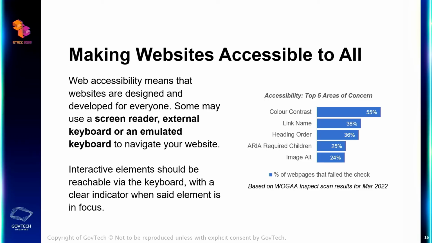So in terms of WOGAA Inspect, we monitored these areas, and we found out that based on all the government websites last year, these are the top 5 areas of concern. For example, in the graph, you can see that color contrast is the most failed check. 55% of websites on Singapore government's portals failed the accessibility check for color contrast. And correspondingly for link name, there was about 38%, and so on and so forth. This is based on the scan results for March this year.